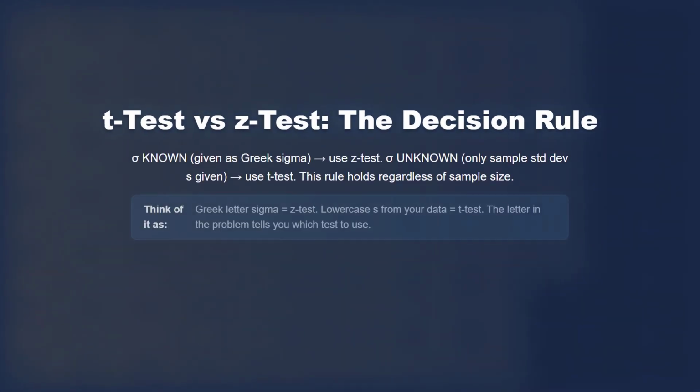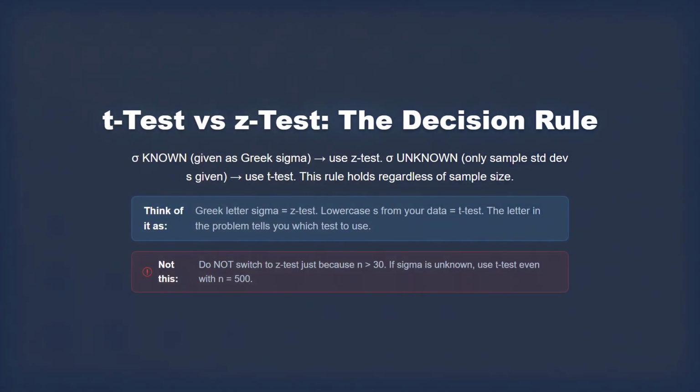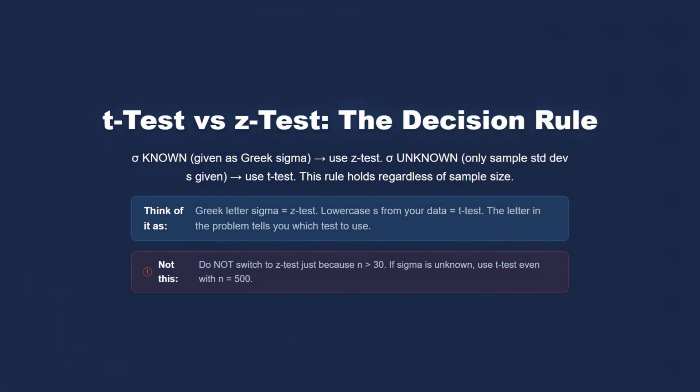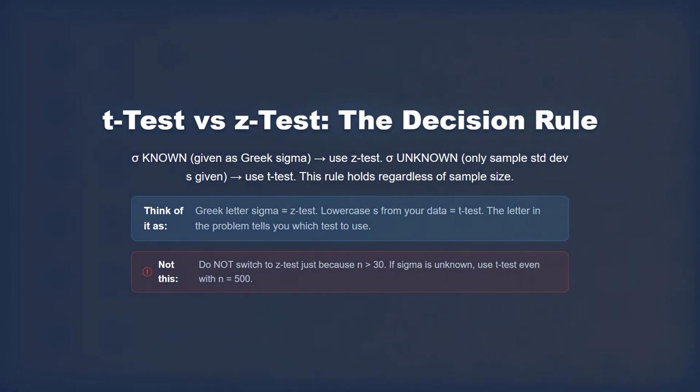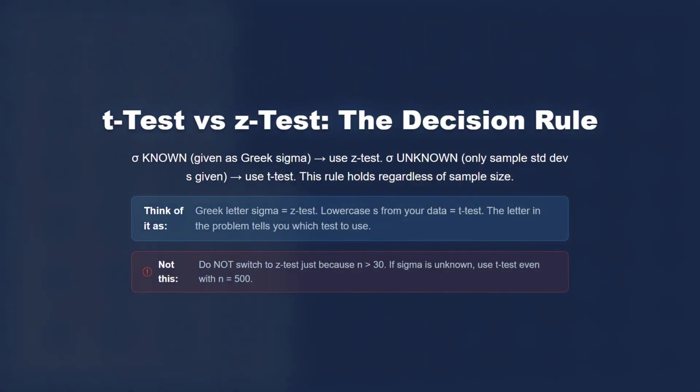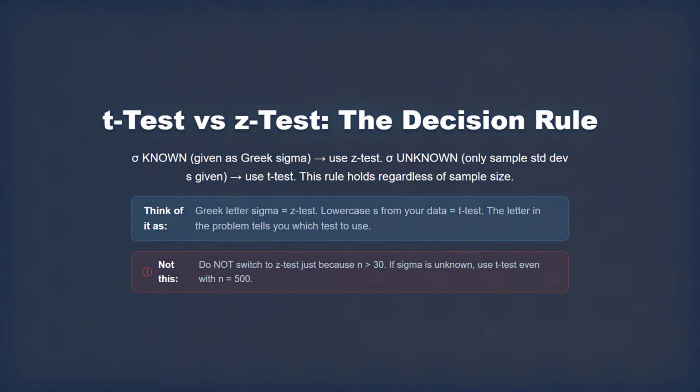This is the single most important decision rule in hypothesis testing, and candidates consistently get it wrong. The exam tests exactly one thing here. Do you know when to use t versus z? The rule is simple. Use the t-test when the population standard deviation is unknown, which is almost always. Use the z-test only when sigma is explicitly given.